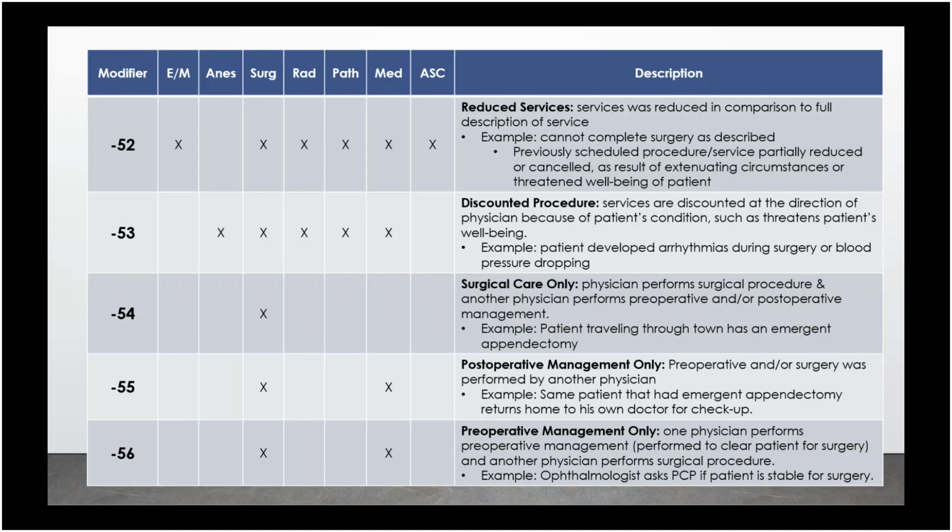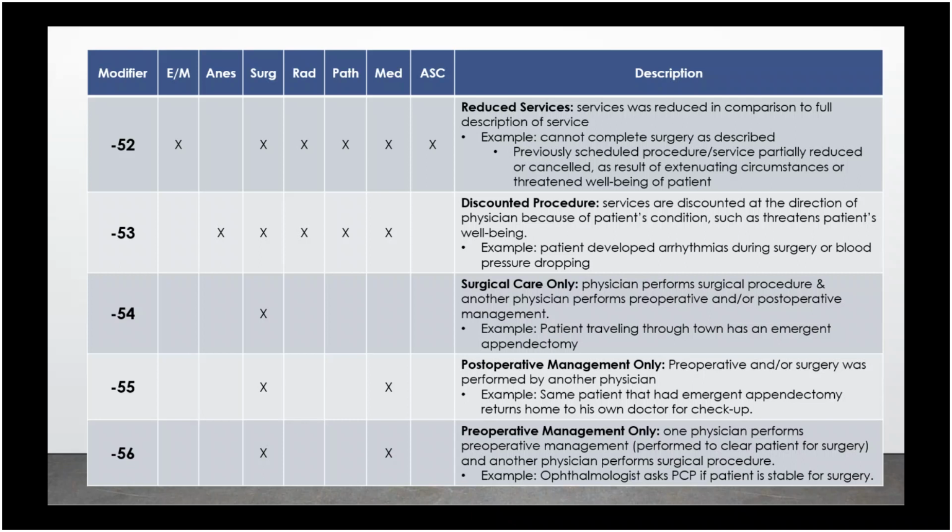53 is a discounted procedure: anesthesia, surgery, radiology, path, and medicine. So for example, a patient developed an arrhythmia during surgery or blood pressure dropping. They had to stop the procedure.